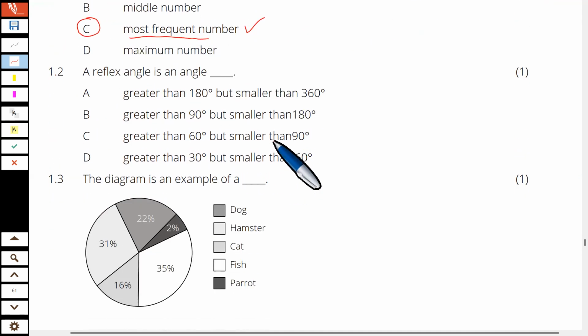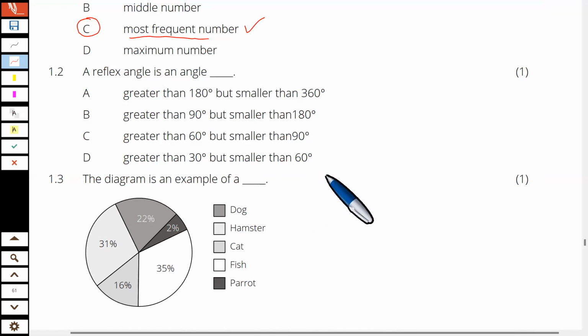In 1.2, there's something we call a reflex angle. So a reflex angle is an angle that is what? That is greater than 180 but smaller than 360. That is greater than 90 but smaller than 180. That is greater than 60 but smaller than 90. That is greater than 30 but smaller than 60. Which one do you think is the answer? You have 1 minute.